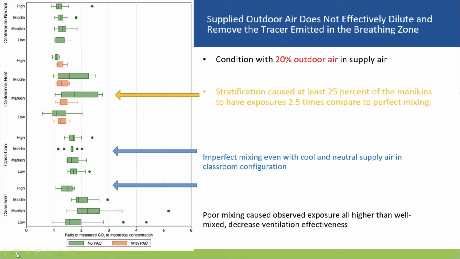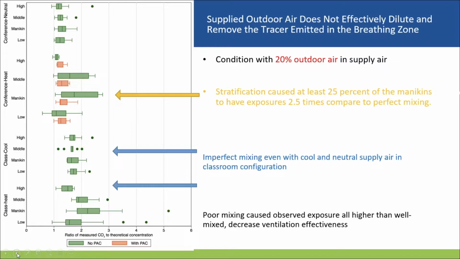And we also conducted experiments with 20% outside air in the supply air to investigate the ventilation effect on dilution of these airborne contaminants. On the left side, the figures also show the ratio of measured CO2 to theoretical concentration at neutral in classroom settings and also at conference settings with neutral air and heated air. With the classroom settings, we saw imperfect mixing overall in the room, no matter what the supply air conditions. In the heated condition, the stratification caused at least 25% of the mannequins to have exposure 2.5 times compared to perfect mixing.